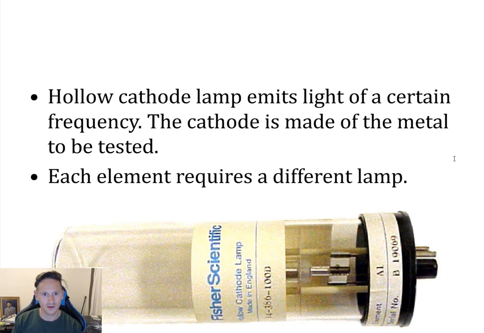Okay. So essentially, in the AAS, we have a hollow cathode lamp, and that lamp is made from a particular metal, and it emits light of a certain frequency. So the metal that we're testing is in the lamp. If we're testing for magnesium, it's a magnesium cathode lamp. If we're testing for zinc, it's a zinc cathode lamp. I think you get the picture. I don't need to go through all 62 elements because I probably couldn't. Each element requires a different lamp, as I've stated.